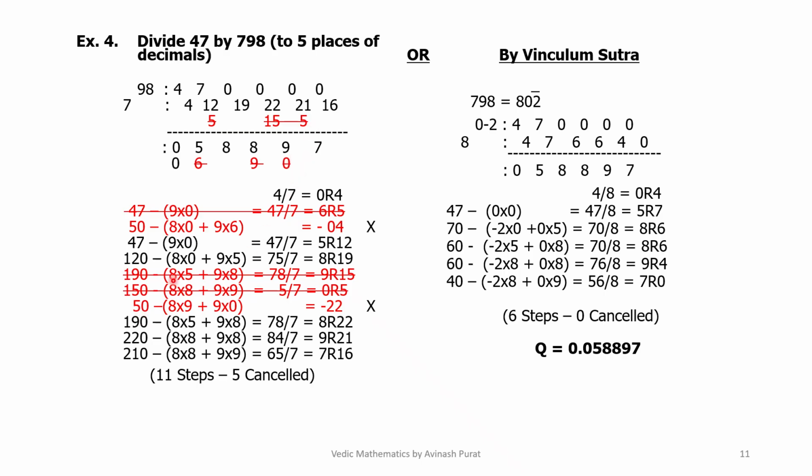So, but 50 minus 8 into 9 plus 9 into 0. So 8 into 9 is 72. 50 minus 72 is minus 22. That is not possible. So we go back to 190.